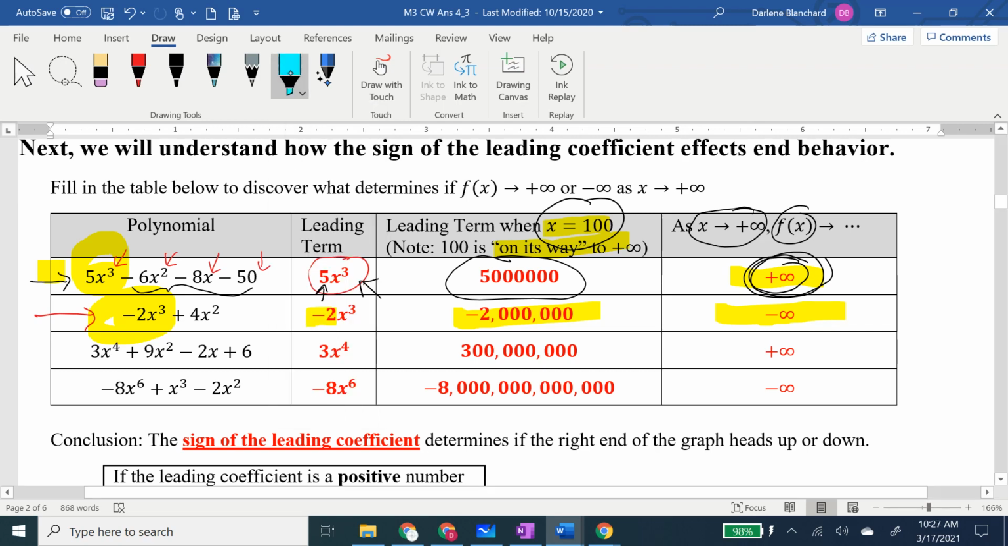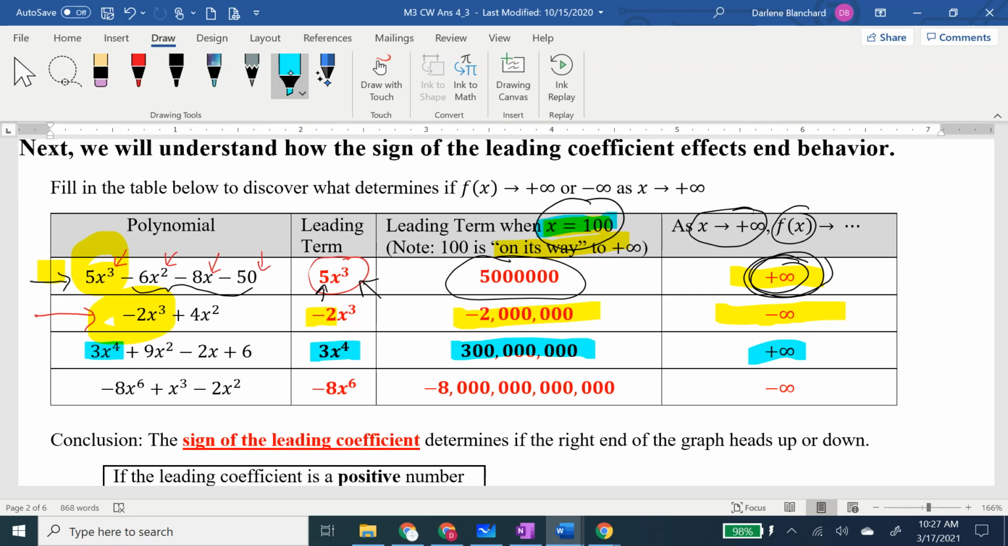Now, the next one, leading term. And I want you to notice you have a positive 3 leading coefficient. If you take the entire leading term and you plug in just a simple x equals 100 on the way to infinity, you're getting a very large positive number.